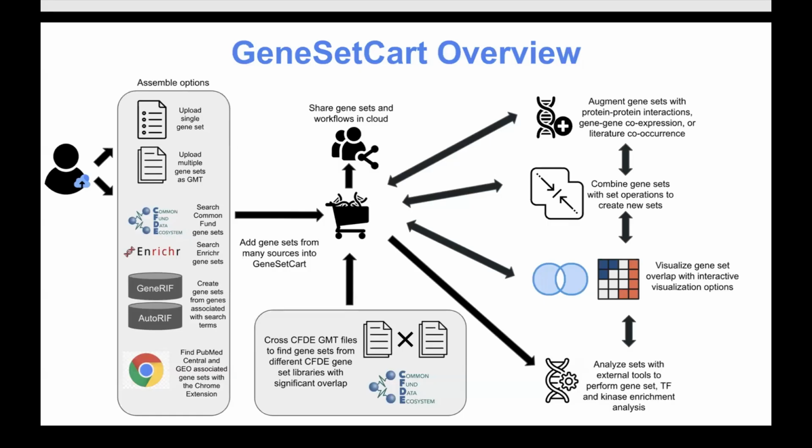And on the site, these are all assembled into a cart that is associated with the session when you're on the site. You can save these into your account. You can make them public and private. You can share them with other users through a persistent URL. And then you can perform a series of data analysis operations on them, which includes augmentation of those gene sets, combination and intersection with different set operations, visualizing them, as well as analyzing them with many external gene set analysis tools.